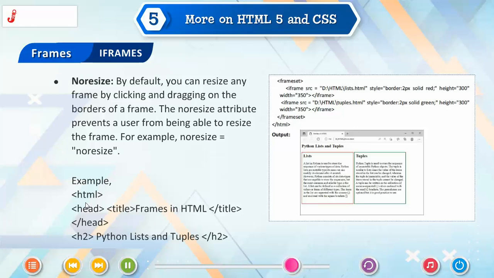Open iframe tag src is equal to d:/html/lists.html in double quotes. Style is equal to border: 2px solid red; in double quotes. Height is equal to 300 in double quotes. Width is equal to 350 in double quotes. Close iframe. Open iframe tag src is equal to d:/html/tuples.html in double quotes. Style is equal to border: 2px solid green; in double quotes. Height is equal to 300. Width is equal to 350. Close iframe tag. Close frameset tag.